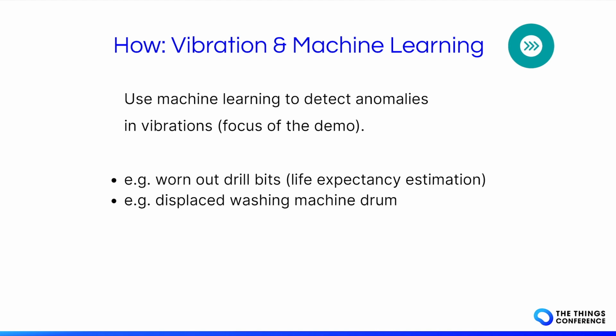Another option for predictive maintenance is to use machine learning to detect anomalies in vibration patterns. And that's going to be the focus of the demo of this session. An example for that could be to detect if drill bits are wearing out, so you can use it to do a life expectancy estimation. Or you could detect a displaced washing machine drum, for example.